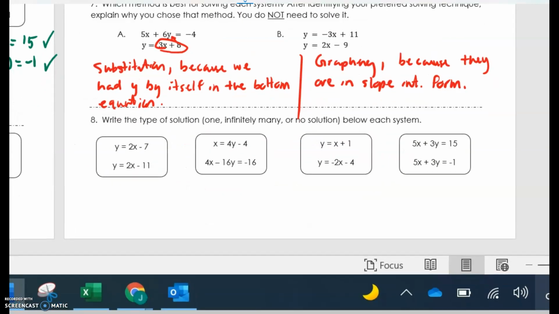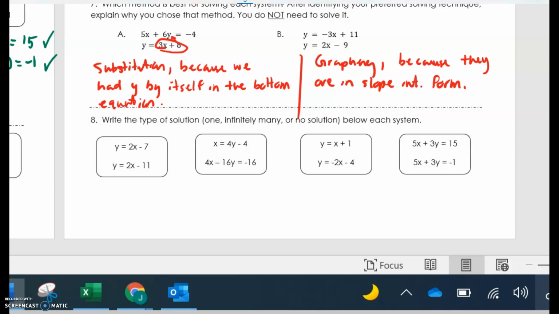All right. Write the type of solution, one, infinitely many, or no solution below each system. So when I look at this system, what you want to do here is just find the pattern. You could solve it, and that will tell you. So if you want to solve them and see what the solutions are, then that'll tell you if it's one solution, it's just an ordered pair. If it's the same line, infinitely many, if they're parallel, it's no solution.